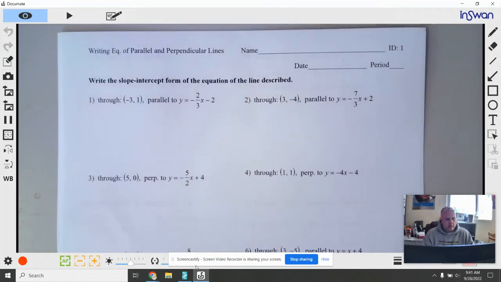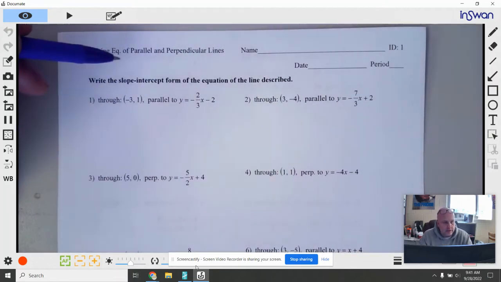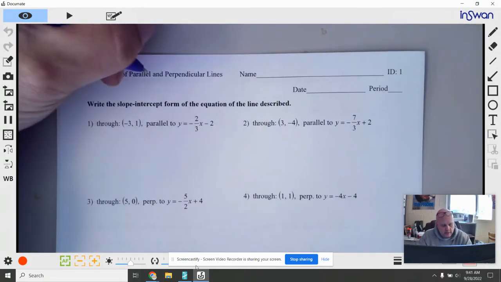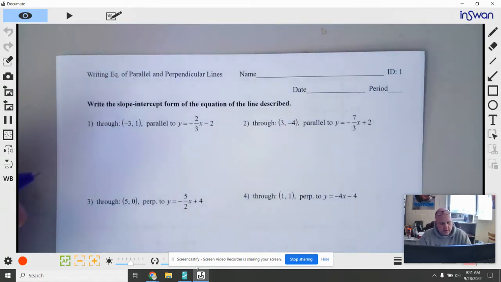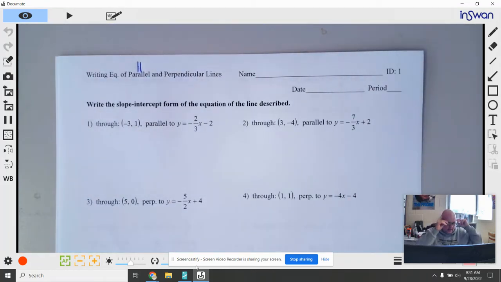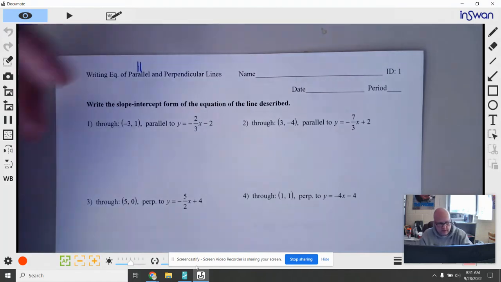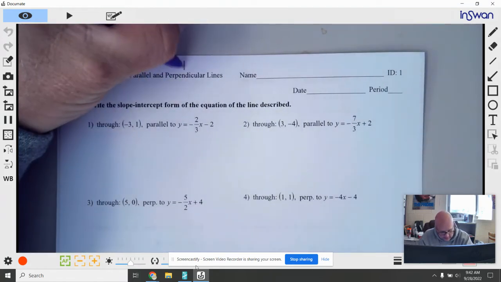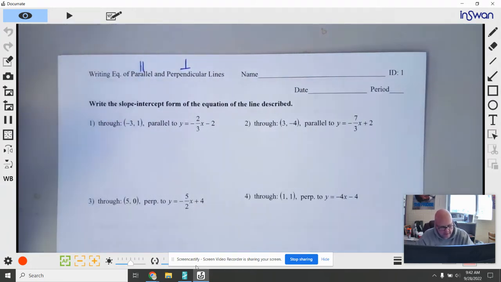Okay, today we are going to talk about writing equations of parallel and perpendicular lines. Before we do that, there's a couple basics that we need to understand. Anytime you see the parallel symbol, it looks like an 11, but it's a little bit skinnier, and maybe a little bit taller than the number one. That's a sign for parallel. If you see the upside down T, that's a sign for perpendicular.